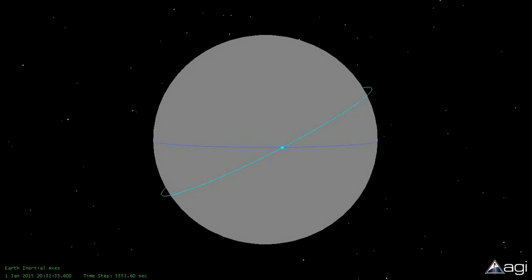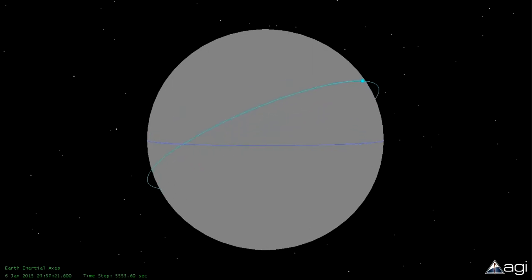The time step in this animation is 92.56 minutes. That's why it looks like the satellite's not moving. If you look at the time in the lower left-hand corner, you'll see the time is advancing. The time step of this animation is set to the period of this orbit, according to the classic Newtonian two-body equations.